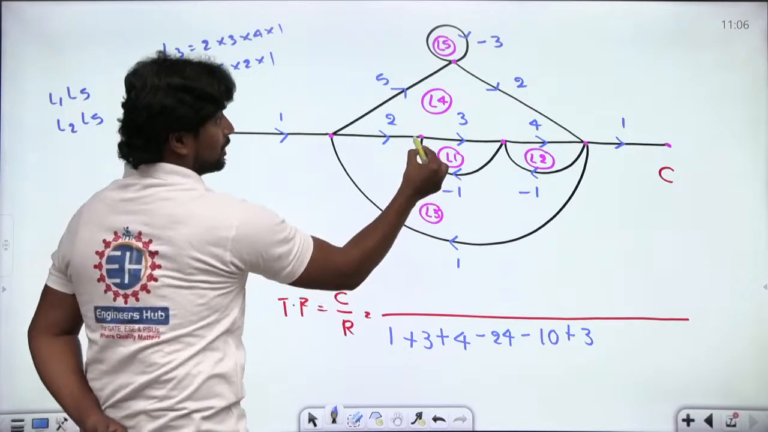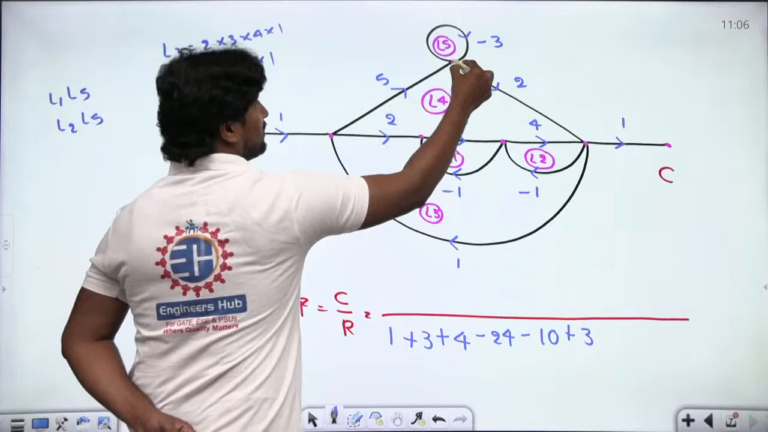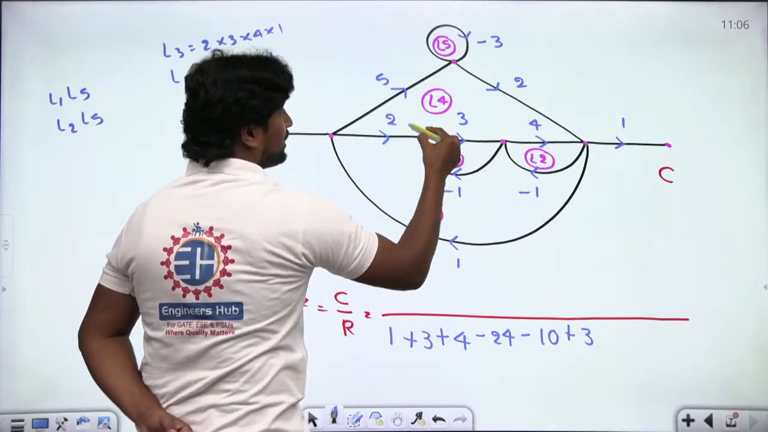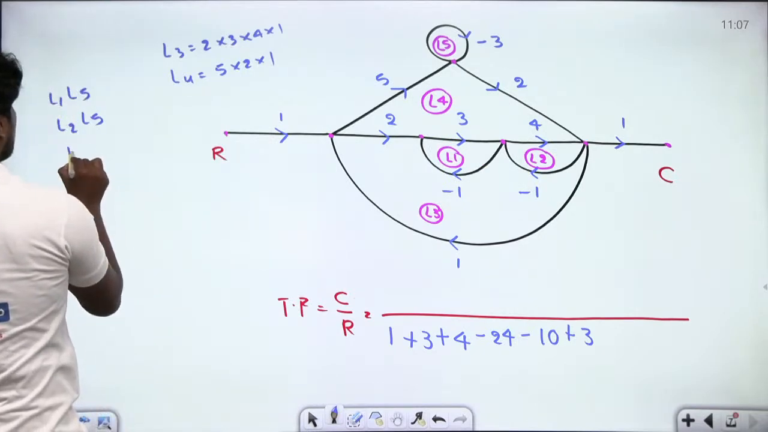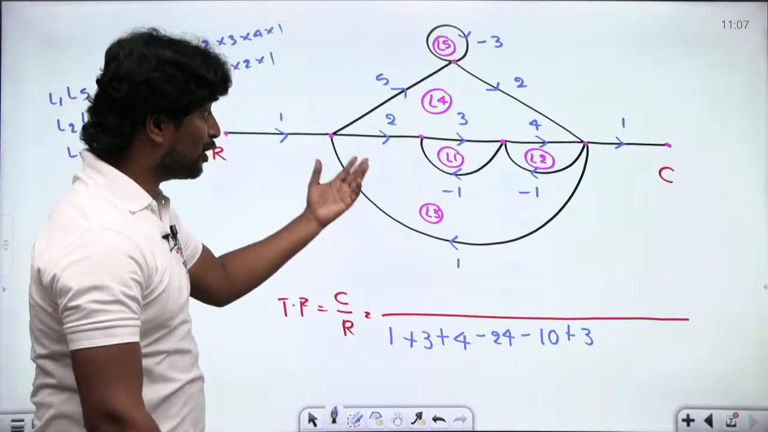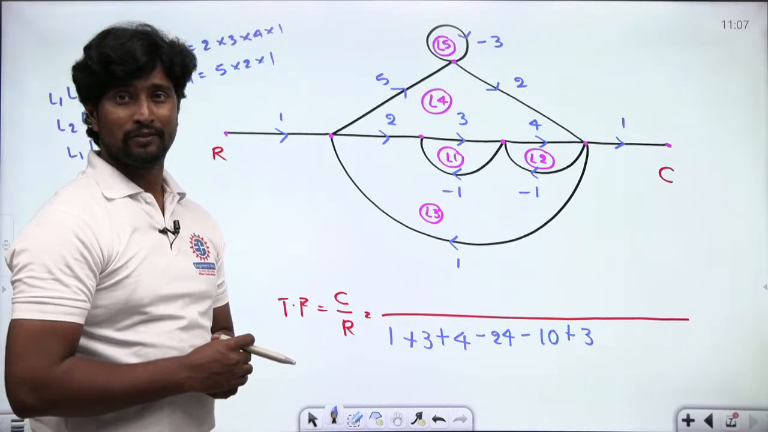Guys, carefully observe it. Loop 1 and loop 4 are also non-touching. This is loop 4, right, and this is loop 1, right. So loop 1 and loop 4 are also non-touching. Observe it. Are there any non-touching pairs except these three? Check it carefully.